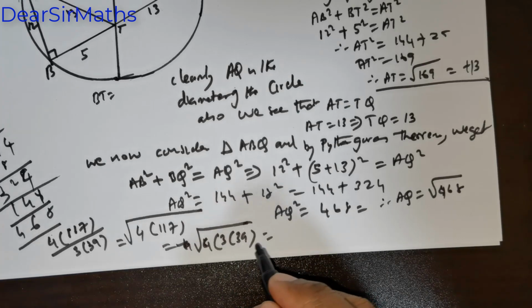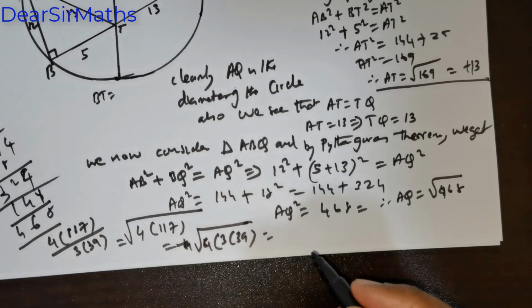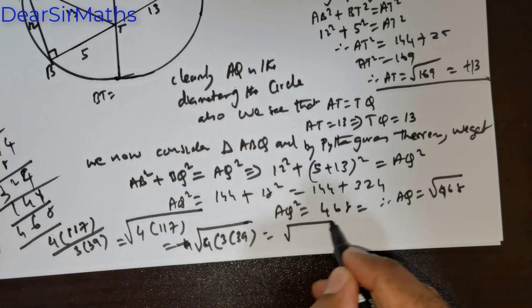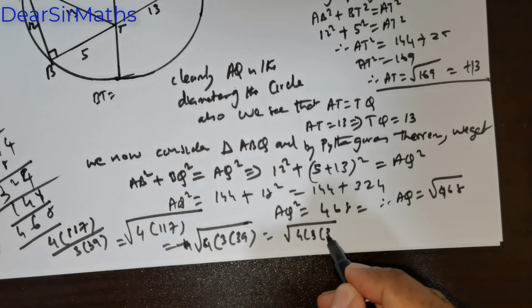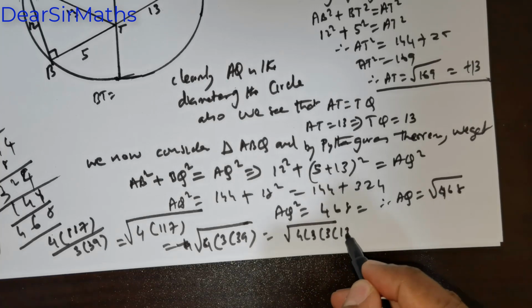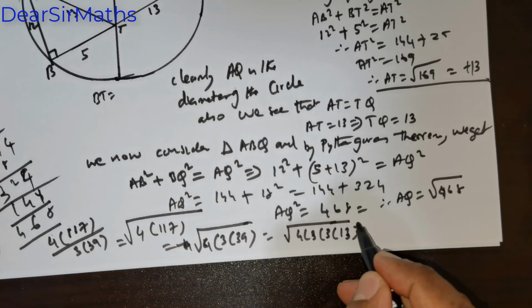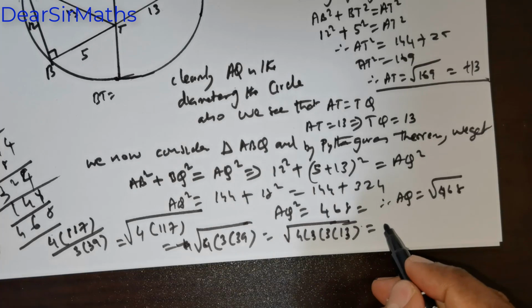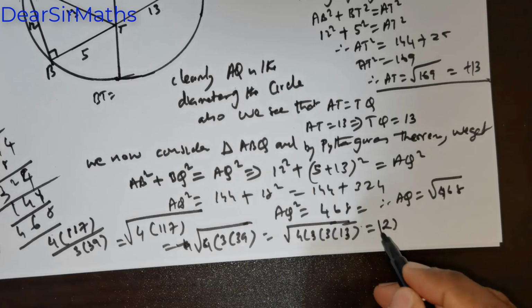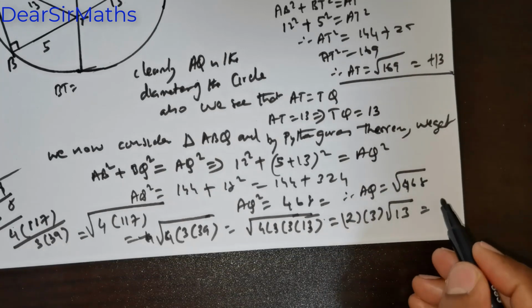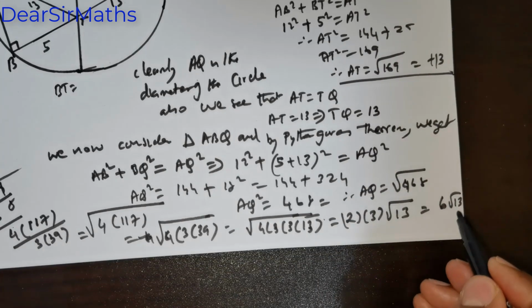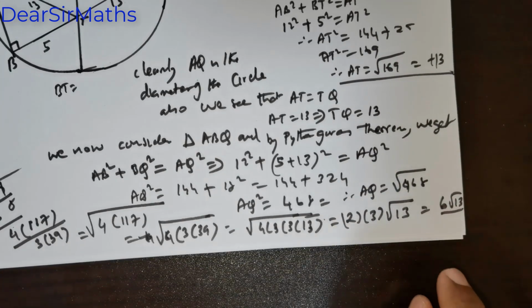3 9s are 27, 3 3s are 9, 10, 11, that's fine. Now 39, I can write 39 as 3 multiplied into 13, right? 3 3s are 9. So if we were to take the square root, it's going to be 2 times 3 times the root of 13, right? Which is equal to 6 times root of 13. This is what we are getting.